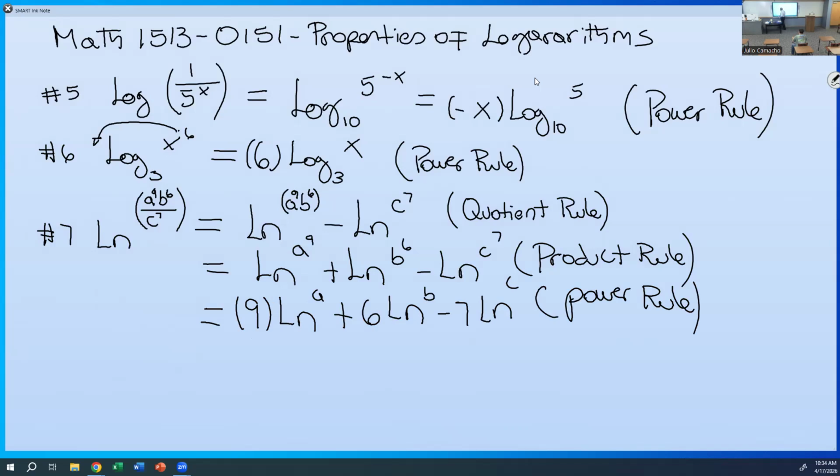As you can see, we applied 3 of the rules that we know in one problem to be able to simplify this expression. Are there any questions about number 7? No? Then let's go to number 8. I need to erase that in order to be able to put 8.